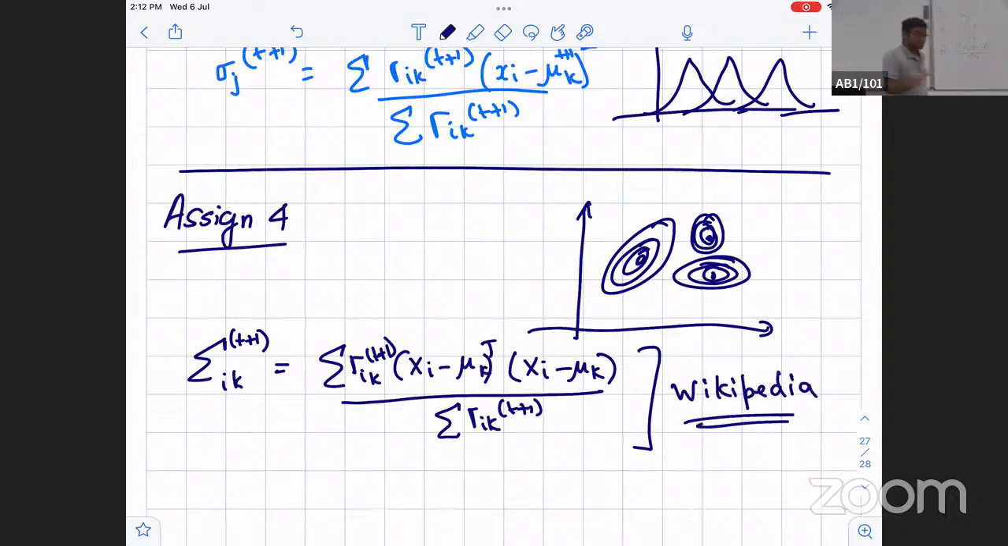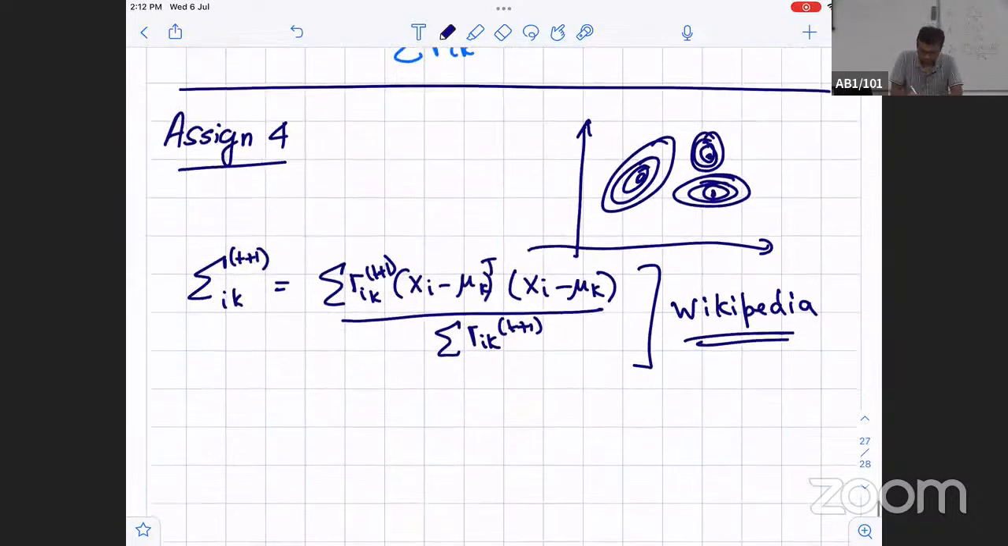So, okay, what is your assignment? Your assignment is to generate 3 different Gaussians like this. Step 1, generate this figure, right?